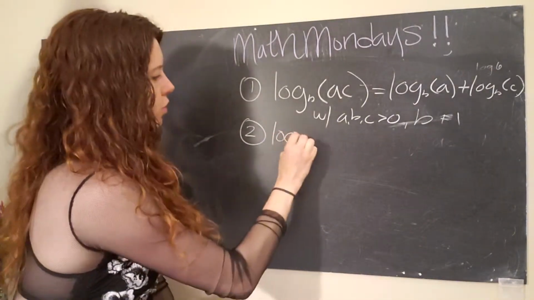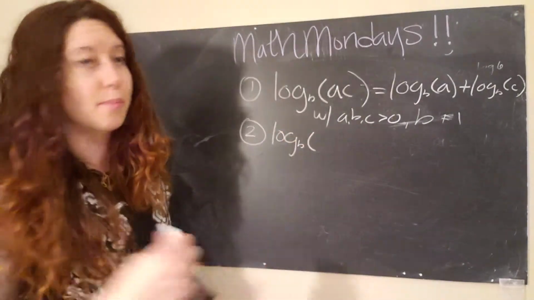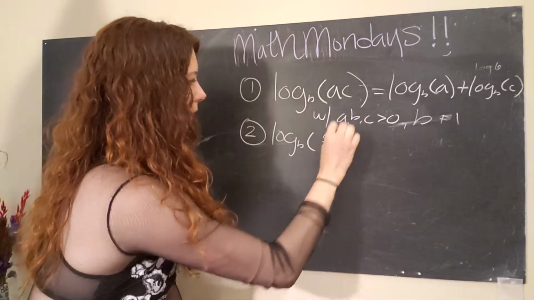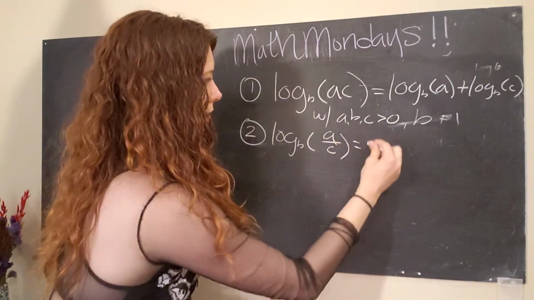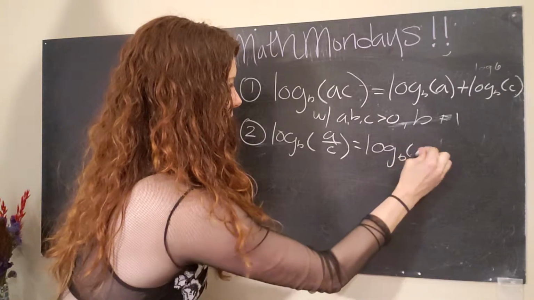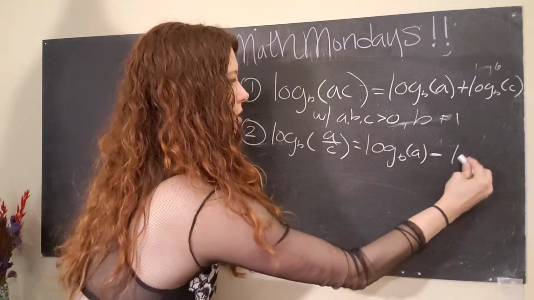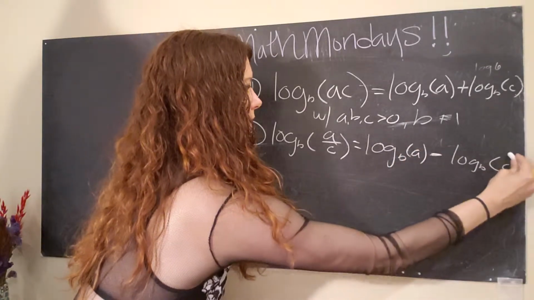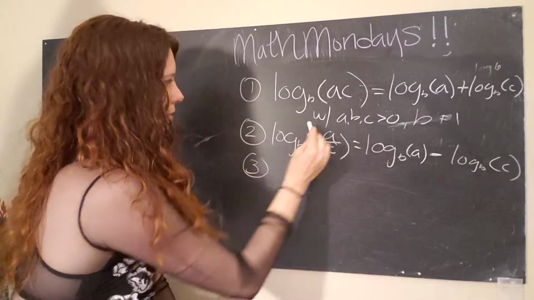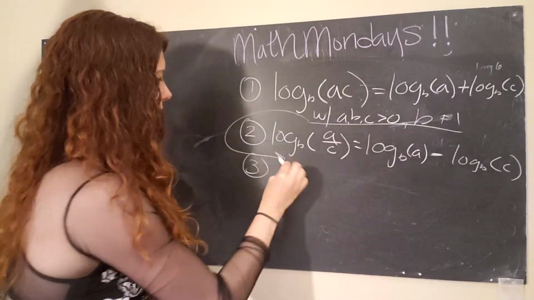Okay, and then the second rule is the division rule. It's very similar to the product rule. You just swap the sign. So if you have a divided by c, then you have log base b of a minus log base b of c. And this same condition applies here.